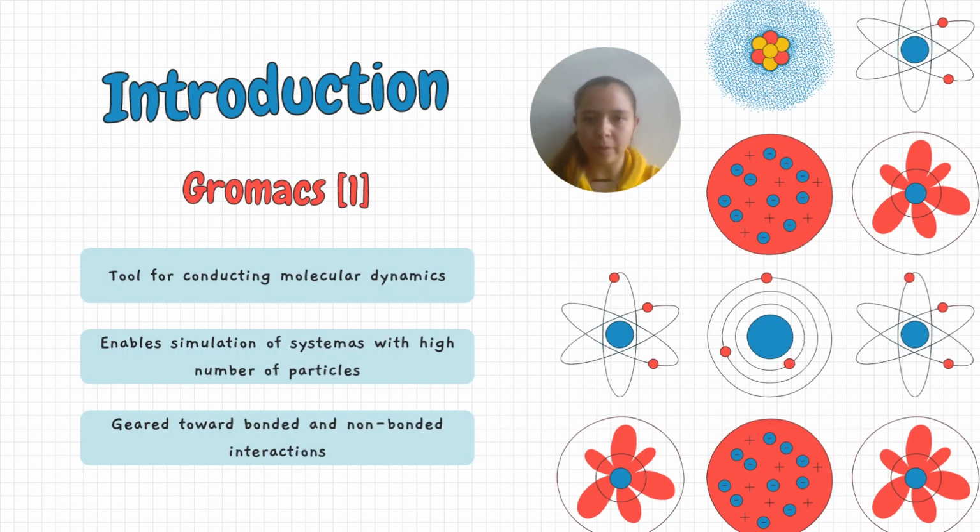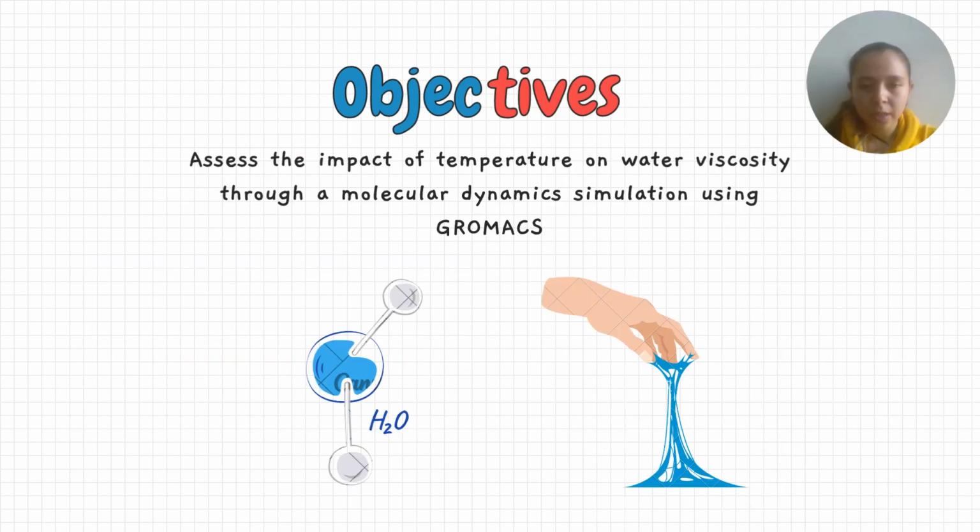Now we are going to talk about GROMACS, which is a widely employed tool for conducting molecular dynamics since it is a versatile instrument, enabling simulations of systems with a high number of molecules, such as proteins, lipids, and nucleic acids, while primarily geared towards molecules with intricate bonded interactions. GROMACS is esteemed for its efficiency in calculating non-bonded interactions. Continuing with the objective of this practice, it is basically to assess the impact of temperature on water viscosity through a molecular dynamics simulation using GROMACS.